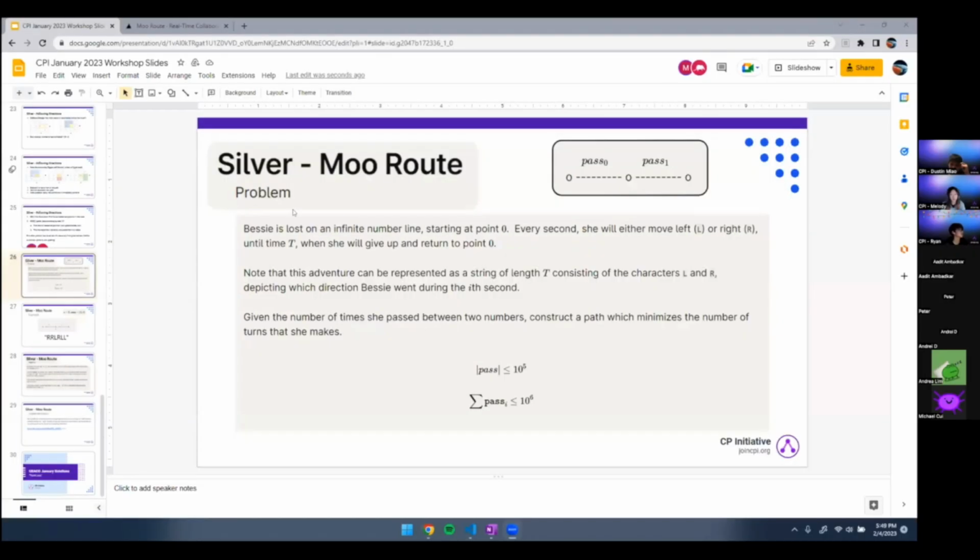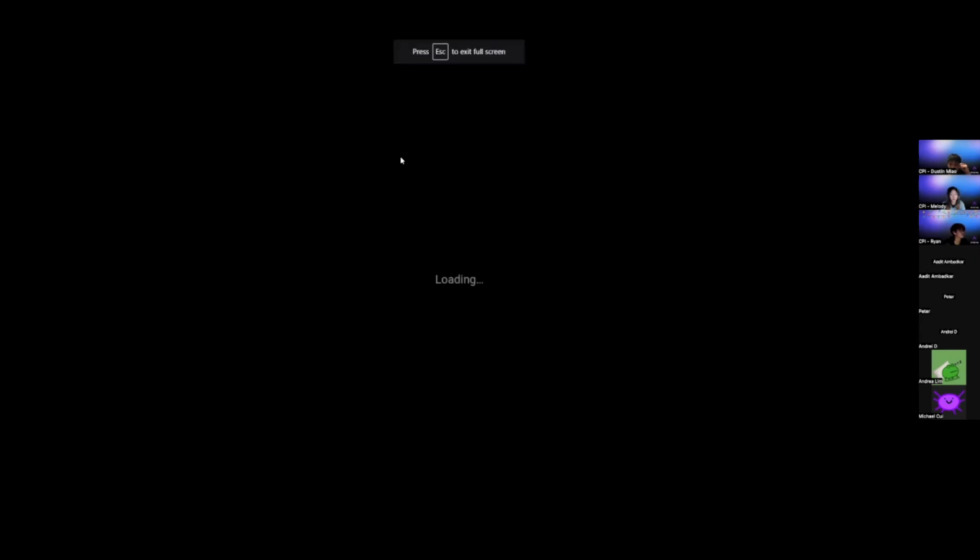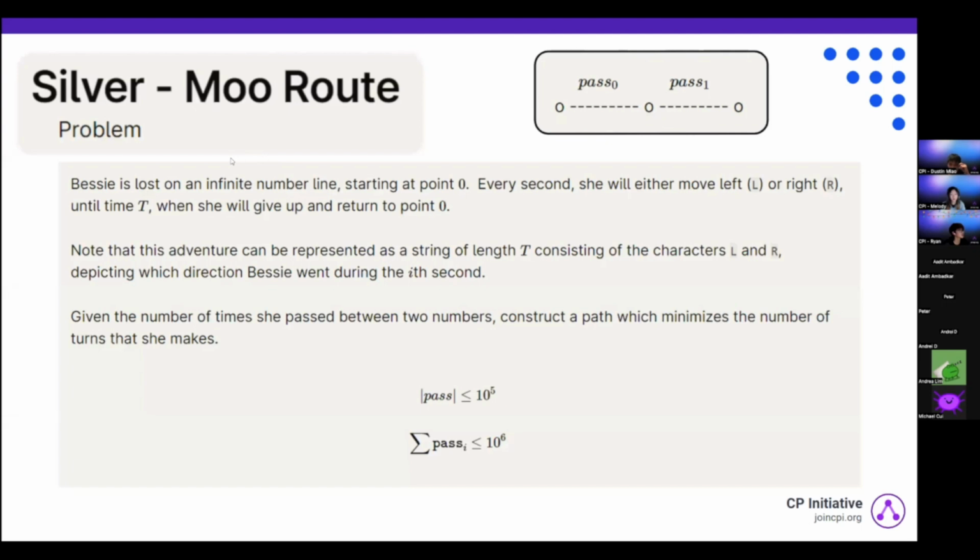Okay, so essentially, we're given Bessie's stuck on an infinite number line starting at 0.0, and then every second she's either going to move left or she's going to move right until some time t where she's going to give up and return to 0.0. And this adventure can be represented as a string of lefts and rights. So the i-th character in the string represents which way she goes.